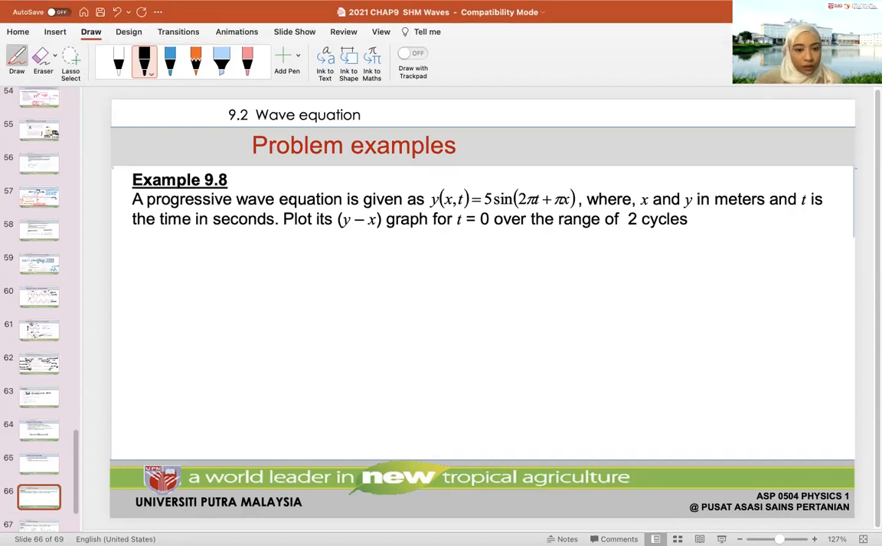A progressive wave equation is given as y as a function of x and t equals 5 sine 2 pi t plus pi x, where x and y are in meters and t is time in seconds. Plot its y-x graph for t equals 0 over 2 cycles. Okay, first question. What is my k over here?